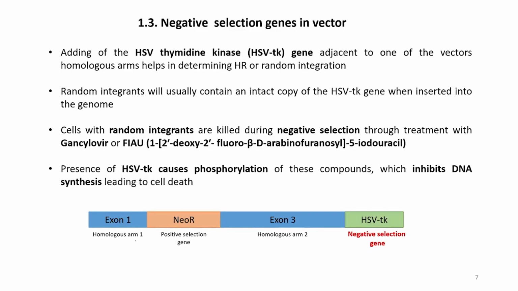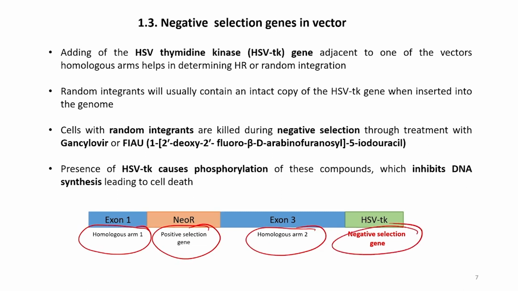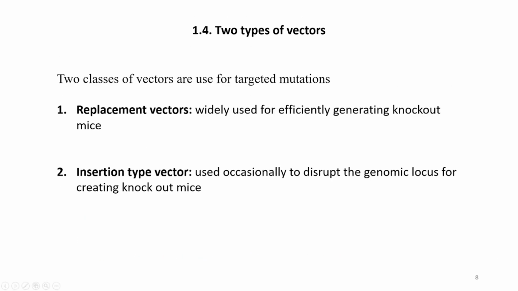So here you can see the construct in brief. You have a homologous arm over here, a positive selection gene, another homologous arm, and a negative selection gene in this construct.